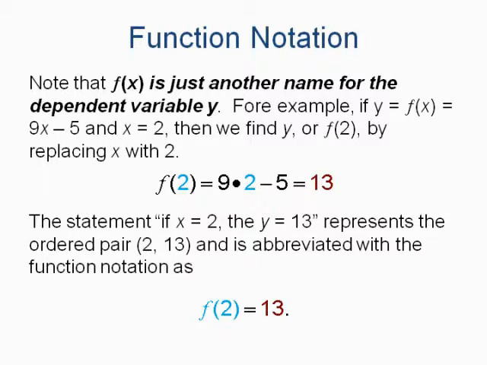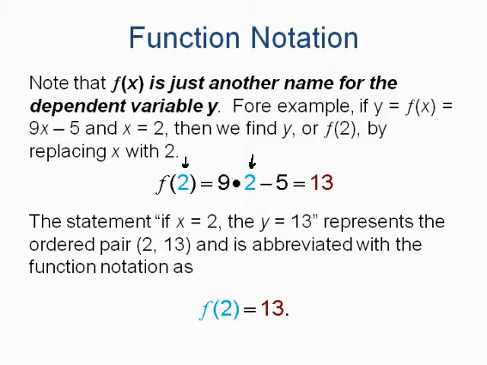Note that f of x is just another name for the dependent variable y. So, for example, if y equals f of x equals 9x minus 5 and x equals 2, then we find y or f of 2 by replacing x with 2. And this is called evaluating functions. So notice if we plug 2 in wherever we see an x, the 9x minus 5 becomes 9 times 2 minus 5 and gives us 13.